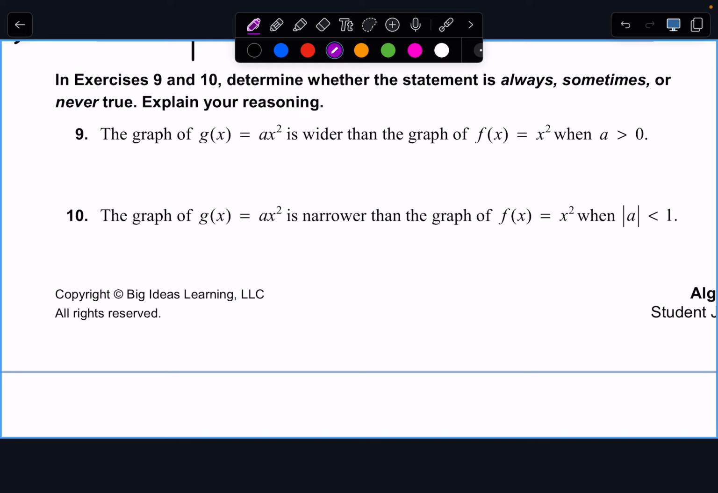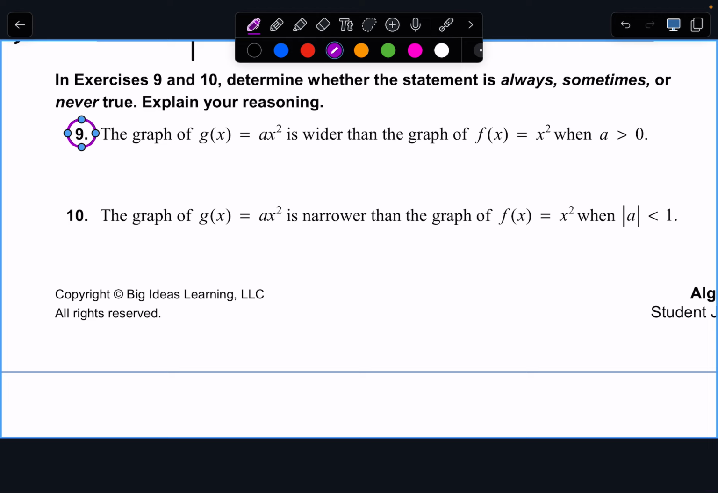All right. I would like to take it to a vote. Number 9. Always. Sometimes. Never. Okay, we're going to vote again. Always. Sometimes. Never.